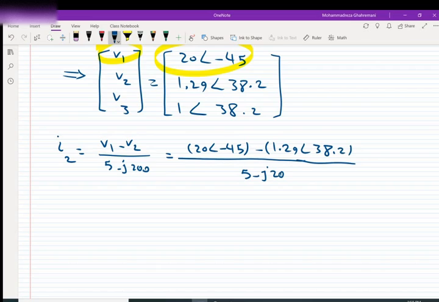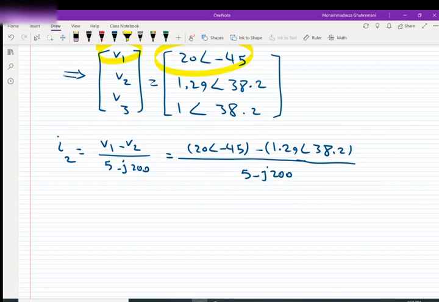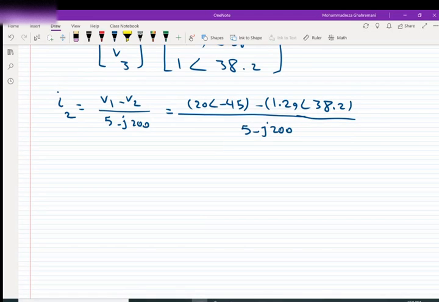Okay, don't forget that we need to convert this one and this one to rectangular, then subtract, then convert back to polar, convert this one to polar, then divide them. So we have several steps to do this division. So I2 will be equal to 0.1 with the angle of 39.9.